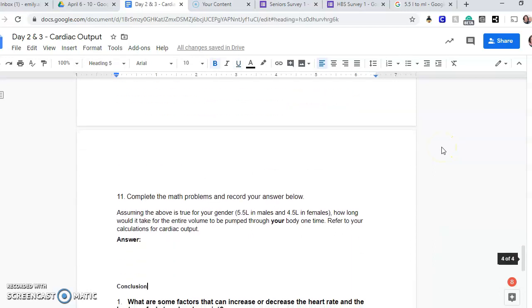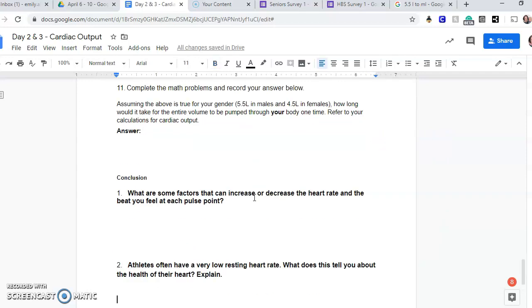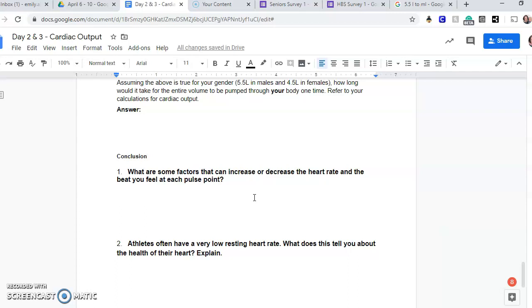Let me see if there's anything else I need to cover in this assignment. You have another additional math problem that you'll have to do down here, and of course your conclusion questions, but that's it on this assignment. It does have some math in it, so sometimes people struggle with math.